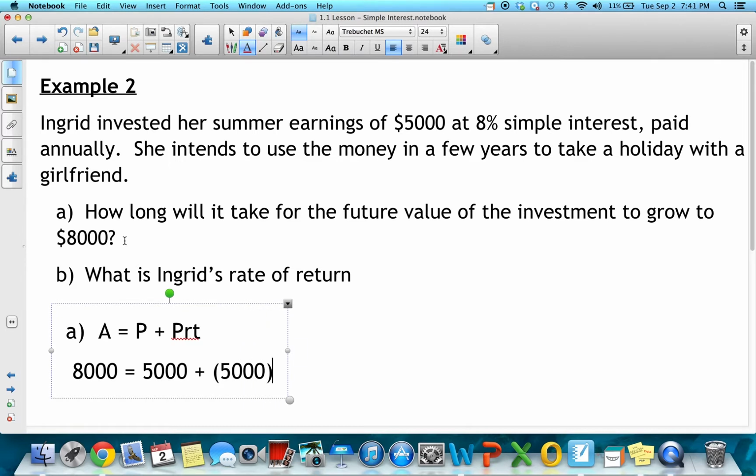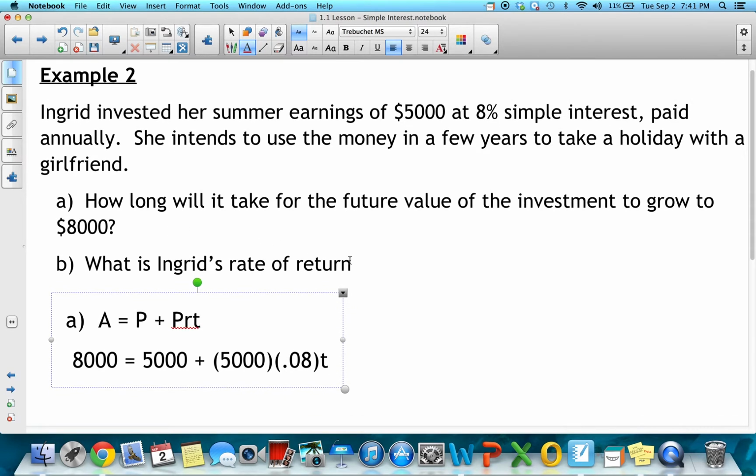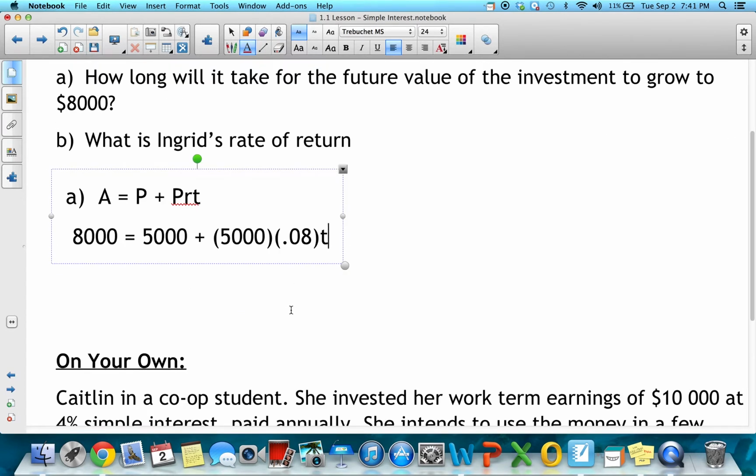So we're putting that in for principal. Our rate was 8%, so again, we're always changing that to a decimal when we're calculating simple interest. And lastly is the time. That's what we don't know. So now, grade 12s, we're going back to being able to solve equations.